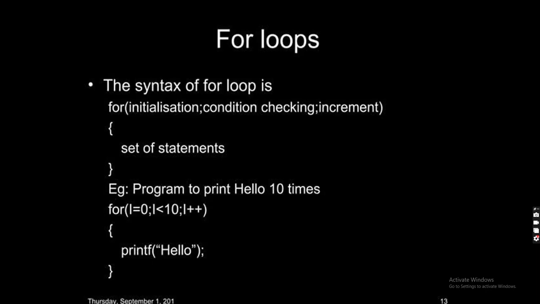A loop is the repetition of a certain code or block until the condition is false. The syntax of the loop is: initialization, condition check, increment or decrement. For example, if you have to print hello 10 times, you start an iteration with i equal to 0, i less than 10, i plus plus, then print hello. In this line, hello is printed 10 times. So this is about the for loop.